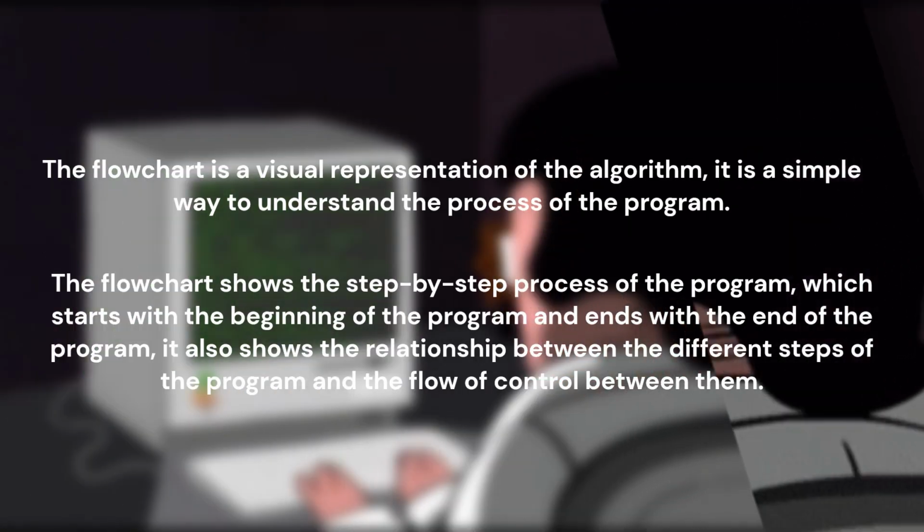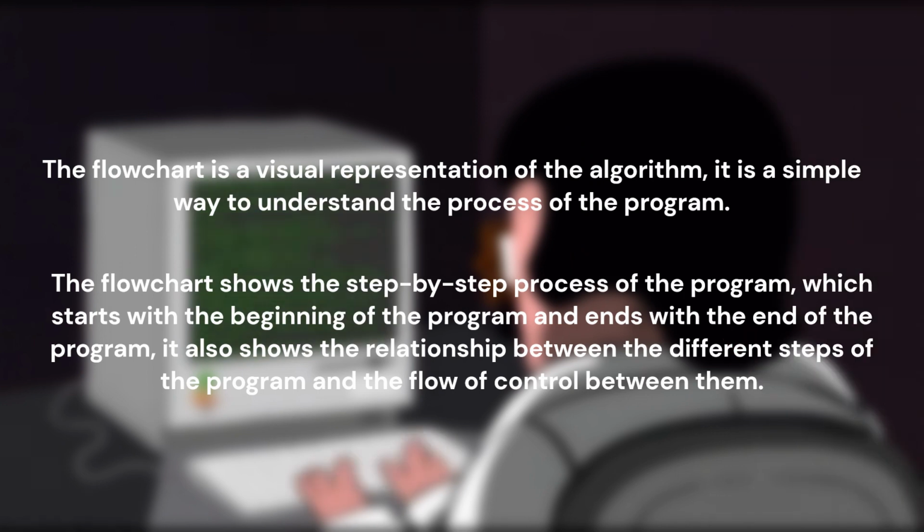The flowchart is a visual representation of the algorithm. It is a simple way to understand the process of the program. The flowchart shows the step-by-step process of the program, which starts at the beginning of the program and ends with the end of the program. It also shows the relationship between the different steps of the program and the flow of control between them.